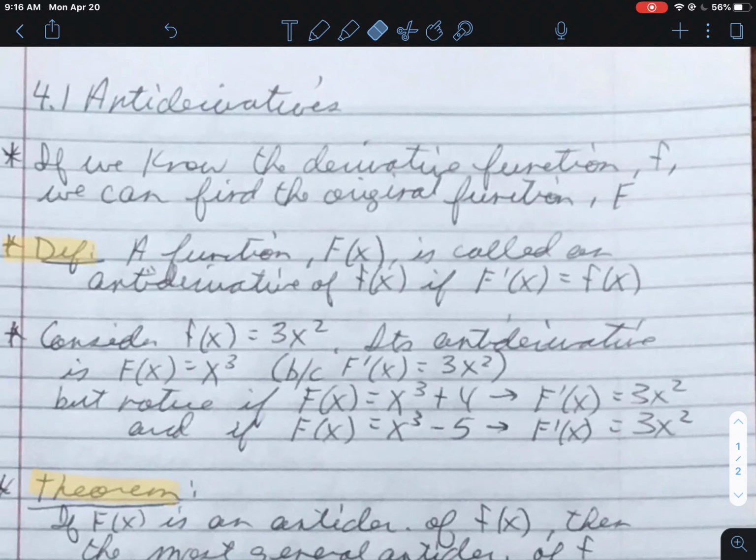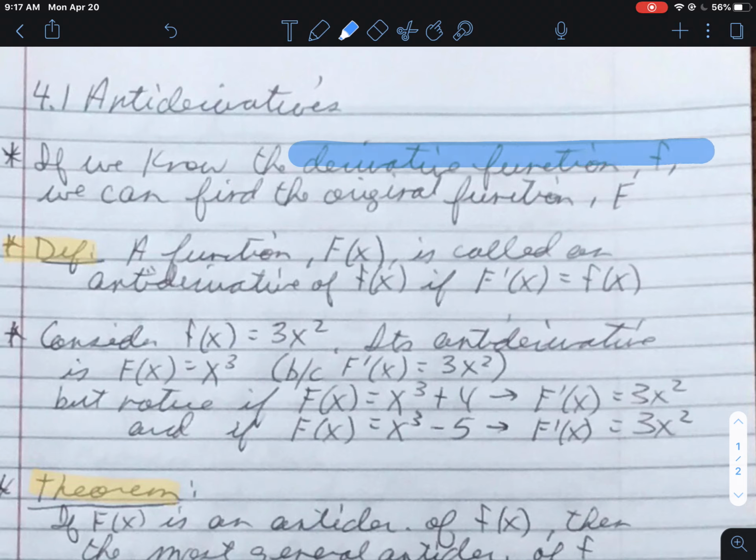Section 4.1, antiderivatives, whichever way you prefer to say that. Well, we've spent all that time finding the derivative of a function. Let's see if we can't reverse the process, so that if I know the derivative, we can find the original function. Now, notation, there's a couple of different notations we're going to use here.